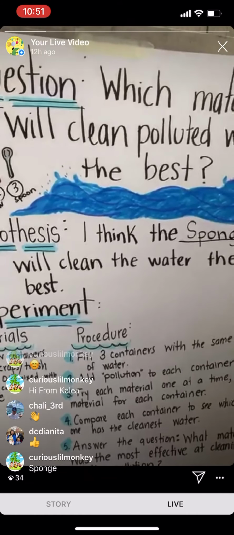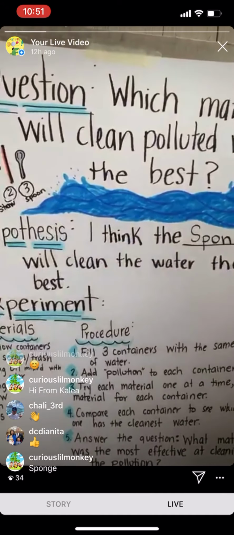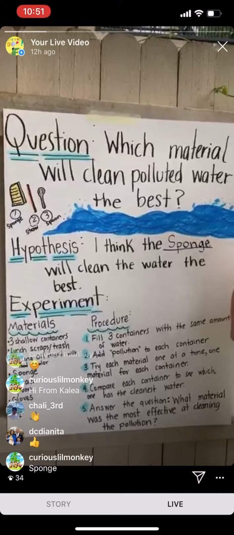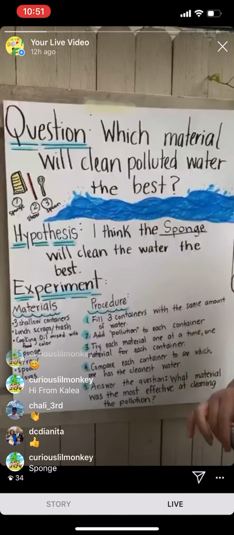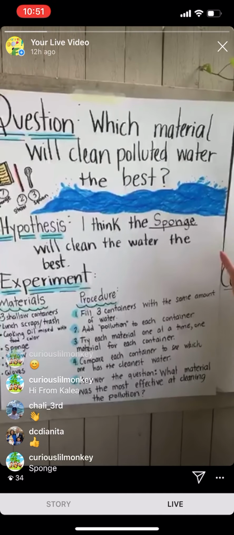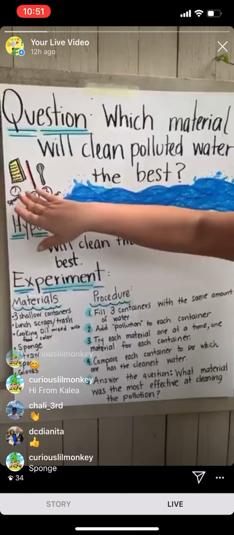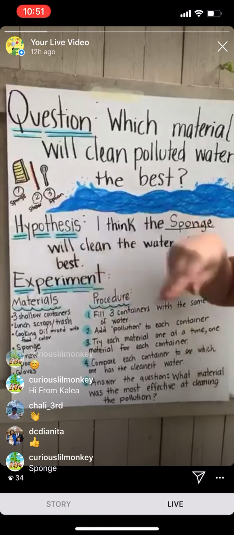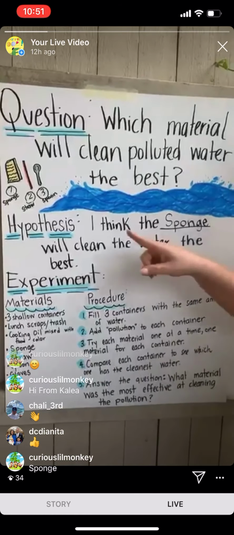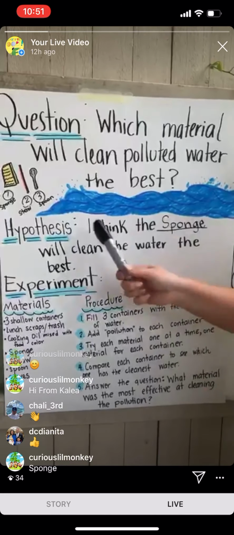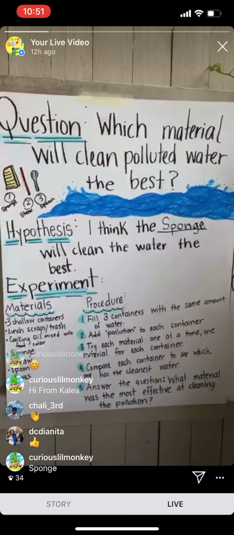So I want you to think about, why do you think the sponge is going to clean the water the best? Maybe you're going back to your prior knowledge, what you know about sponges. You know that sponges clean dishes, and you know that you can use a sponge to clean a dirty floor or to clean a dirty wall. We use sponges to clean. So maybe that's why you think that sponge will clean water the best. So think about why your hypothesis.